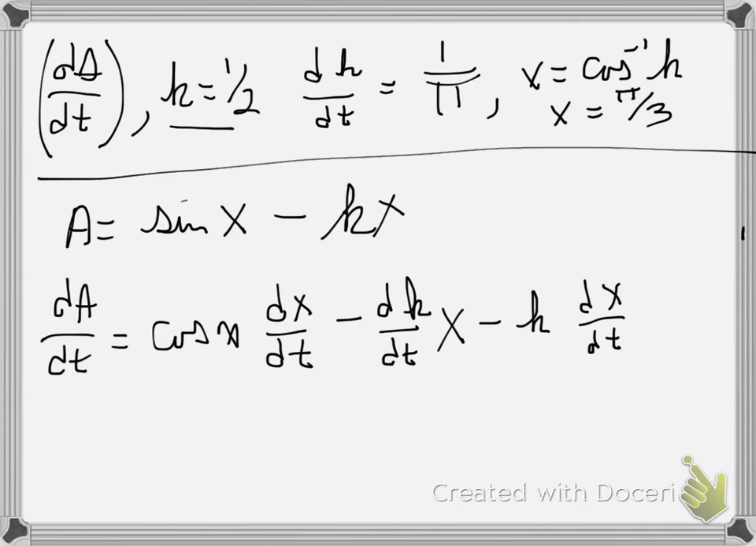So we've got some values here. We know what x is, so we can find the cosine of x. We know what k is. We know what dk/dt is. What we don't know is what dx/dt is. But we can find that out.